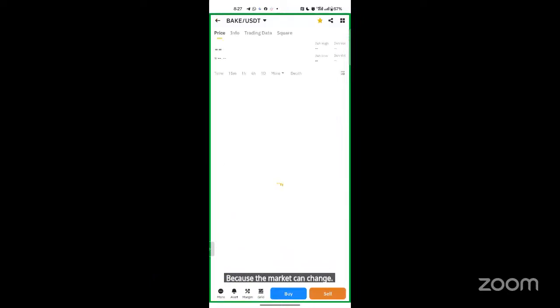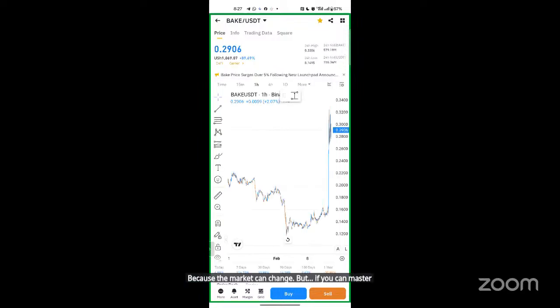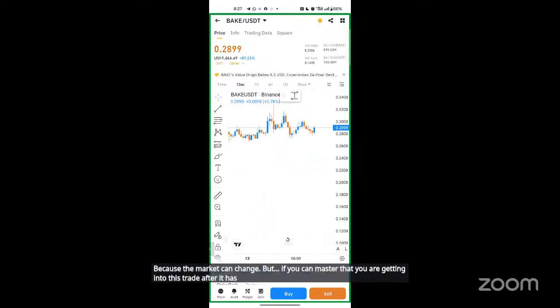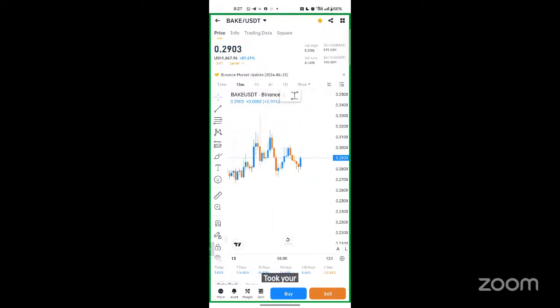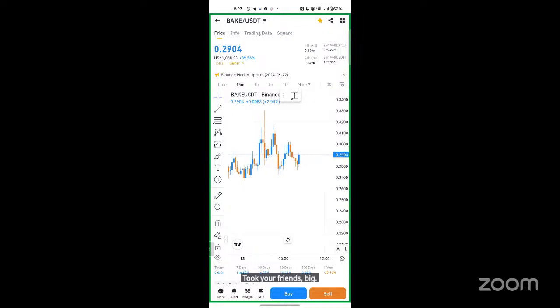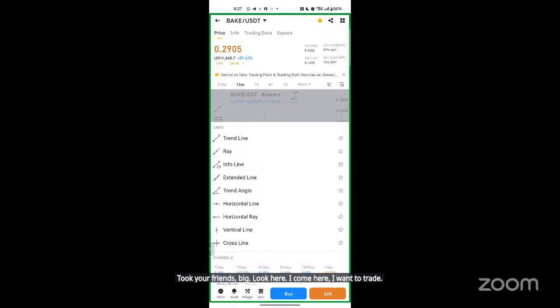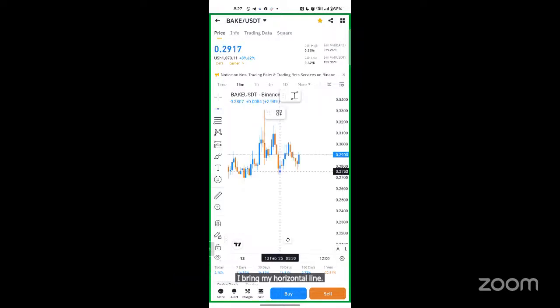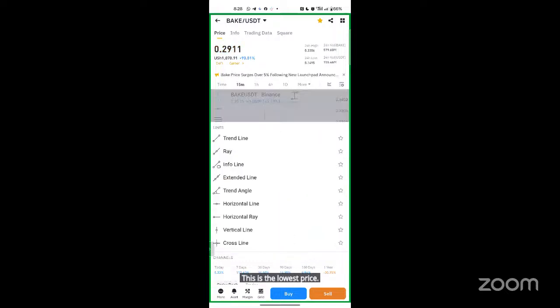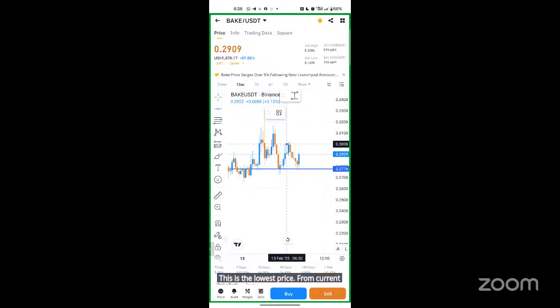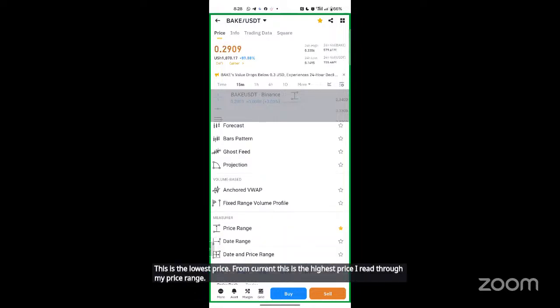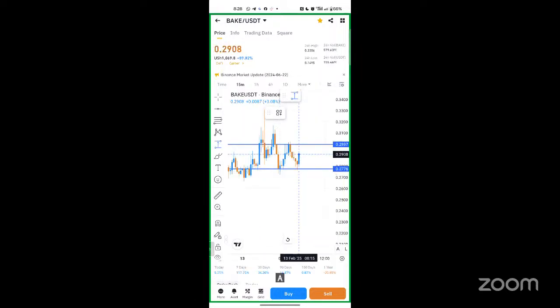But if you can master that you are getting into this trade after it has done a retracement, look here, friends. I come here, I want to trade. I bring my horizontal line from current price. This is the lowest price. From current price, this is the highest price. I then do my price range. I measure from here, 2.7.